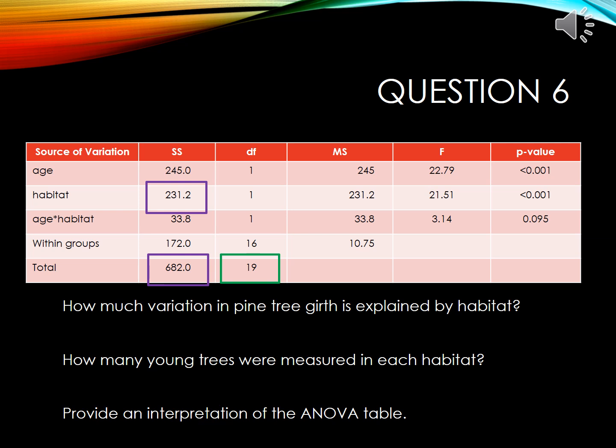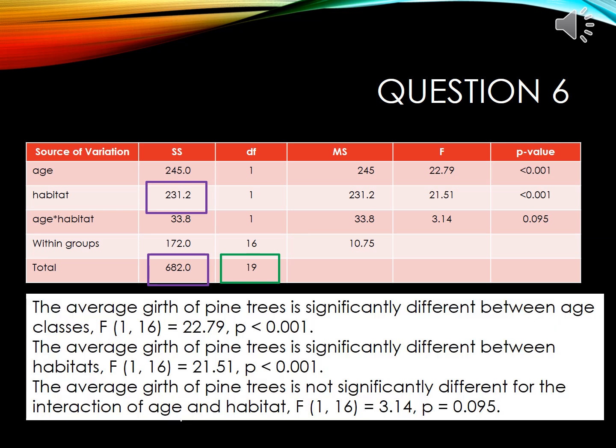An interpretation of the ANOVA table here requires that you provide a statement for each of the 3 F tests. There are 3 because this is a two-way ANOVA, so there are 3 null hypotheses. I've listed them all here for your reference.